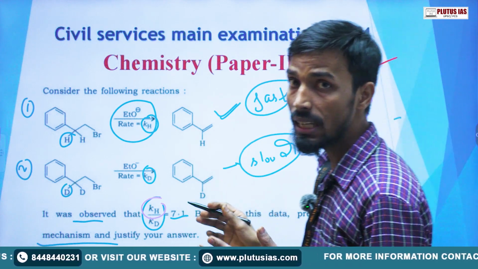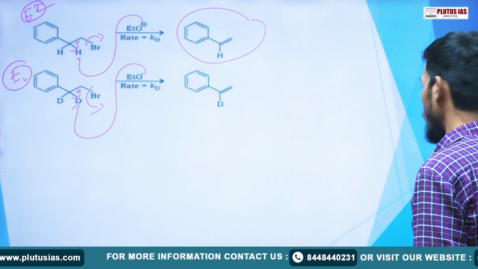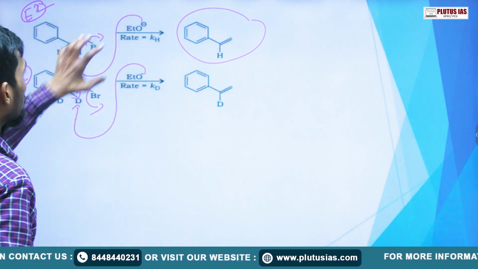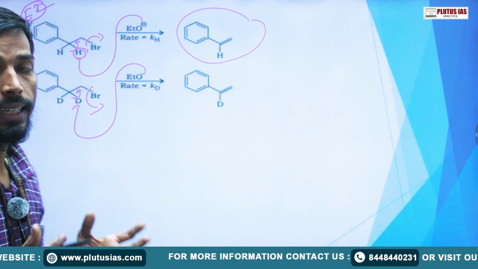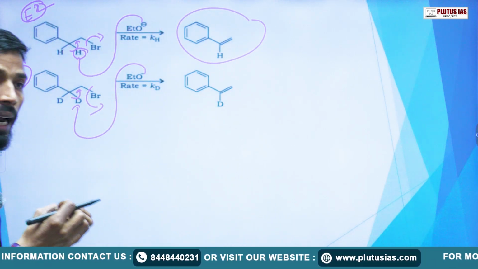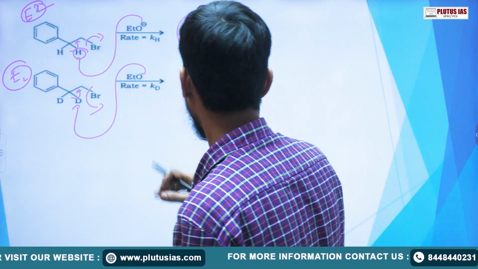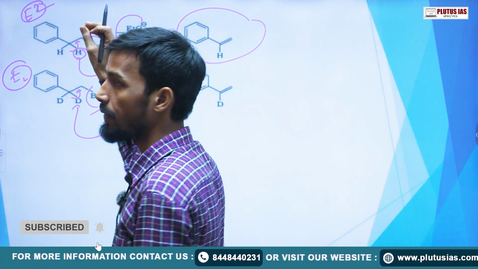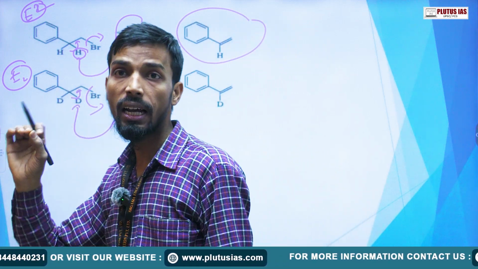But if we visualize the E2 reaction, the rate is dependent on both the substrate and the base, and this hydrogen is taking part in the rate determining step. It is being removed, and this is a primary isotopic effect. A primary isotopic effect means the isotope takes part in the rate of reaction.